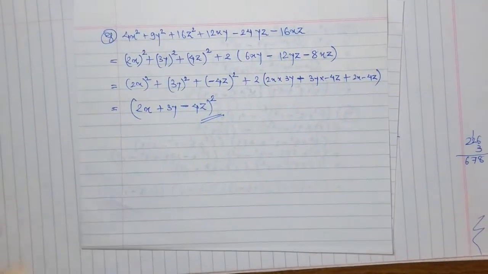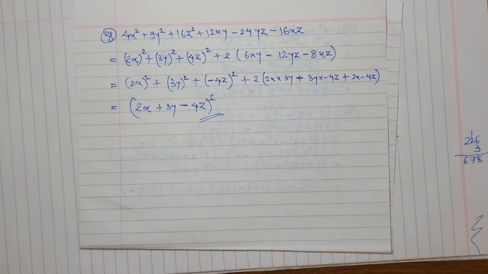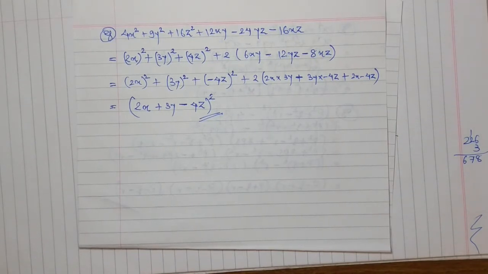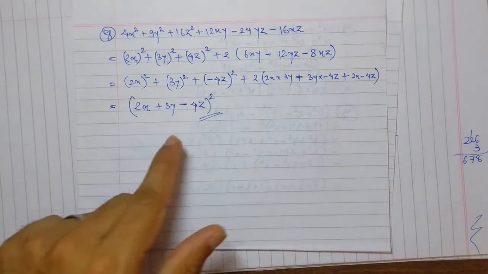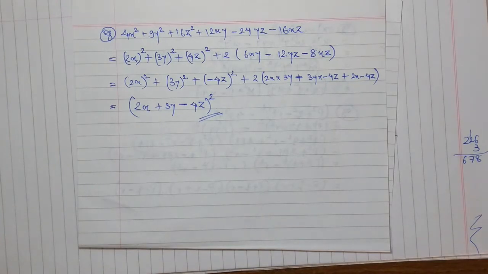What we are doing here is the reverse of what we have learned in expansions. In expansions, we learned to find the product, to expand a bracket. But in factorization, we do the reverse, we go backwards. So this is the final answer of factorization of this type of question. We'll take one more type of question here.